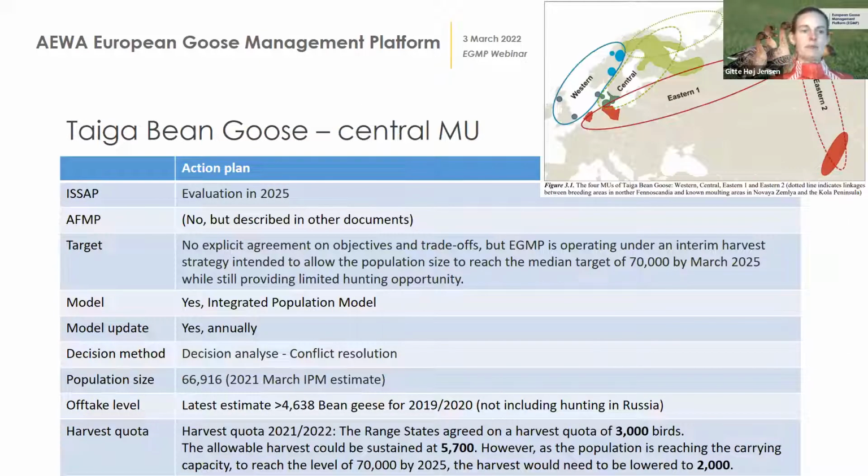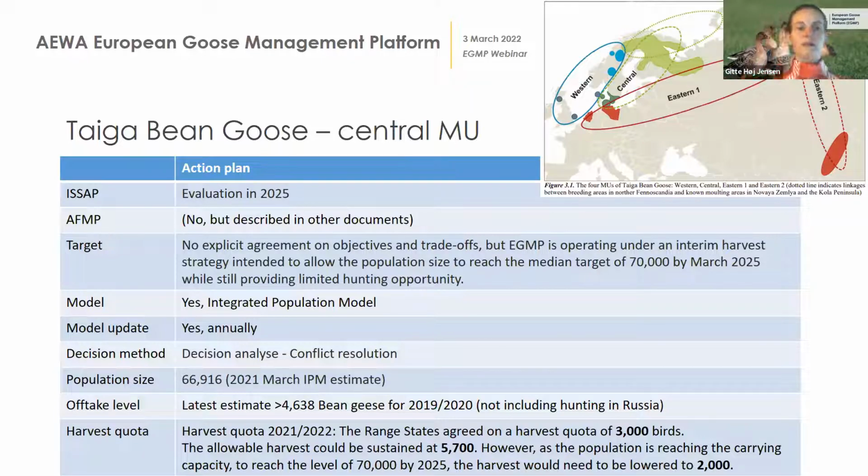Okay. Further on to the taiga bean goose. As you see in the upper corner, we have the Western, Central, and the two Eastern management units. We mainly have data from the Central management unit, so I'll start out with that and come back to the Western and two Eastern ones. Here the action plan will be evaluated in 2025. Just as for the pink-footed goose, we don't have an AFMP, but again, the models and all the technical details are described in our documents.